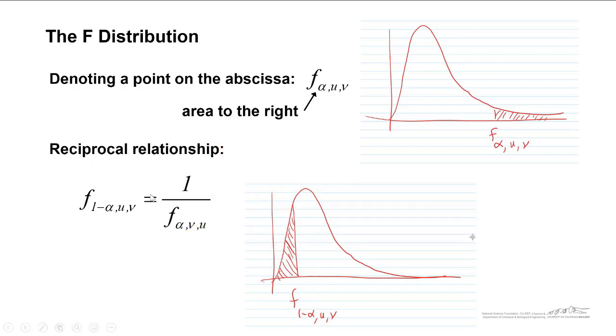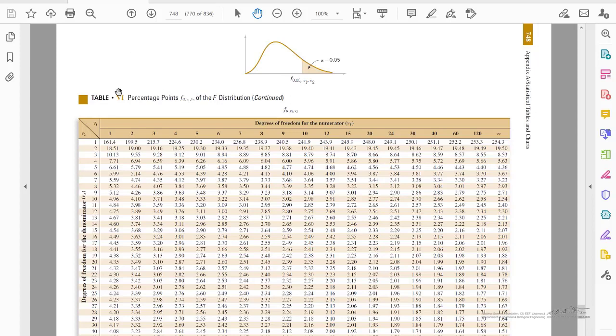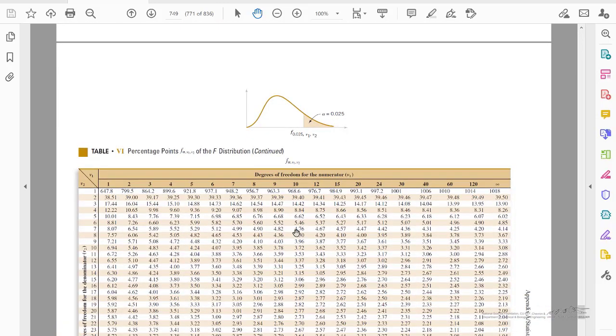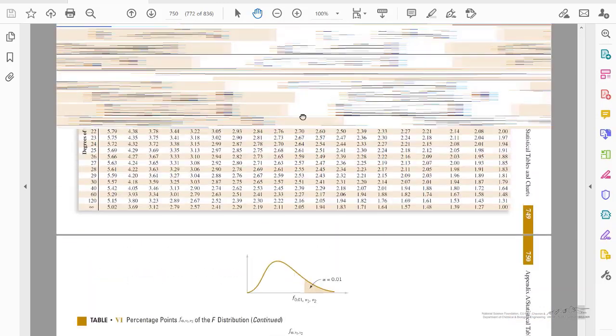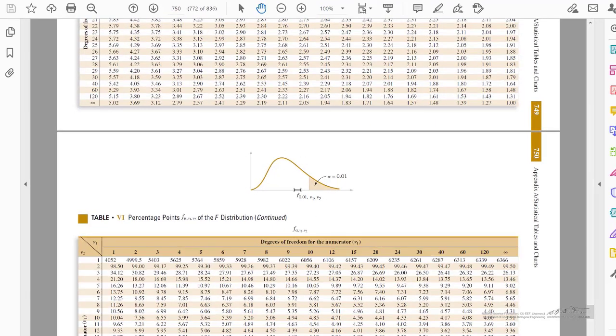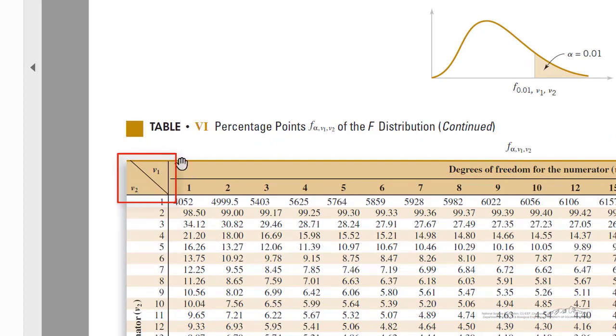This used to be quite useful because tables in the back of your book and elsewhere would only publish small values of alpha. In other words, they wouldn't publish F of 1 minus alpha. If we take a look at your book, table 6 in the appendix A, you see that there's different tables depending upon what alpha is. So here we have alpha equal 0.05. The next page is 0.025 and then 0.01. But we never have left-tailed distributions. For example, F of 0.99 with nu1 and nu2 degrees of freedom. Nu1 and nu2, by the way, corresponds to U and nu that I'm using in my terminology in my PowerPoint slide.